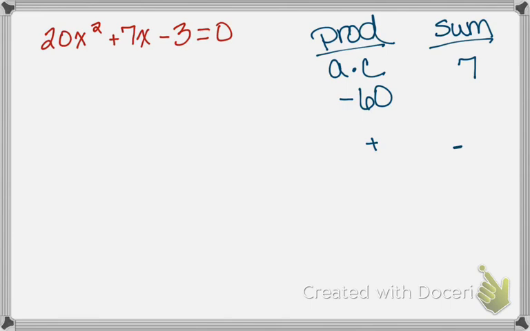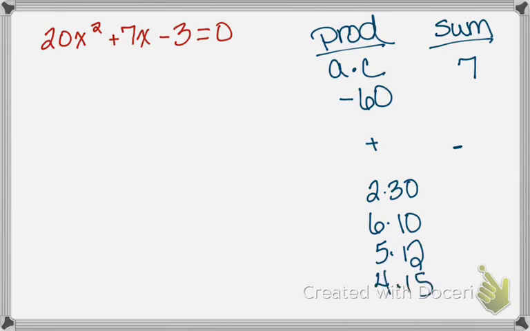Okay? So I've got 2 times 30. I've got 6 times 10. 5 times 12. Didn't we just do a 60? Is that all of them? So which one of those, if I subtract, is going to give me 7? 12 and 5. Good. 12 and 5. I have a positive sum, so which one's positive? The 12. Good. You guys got it.